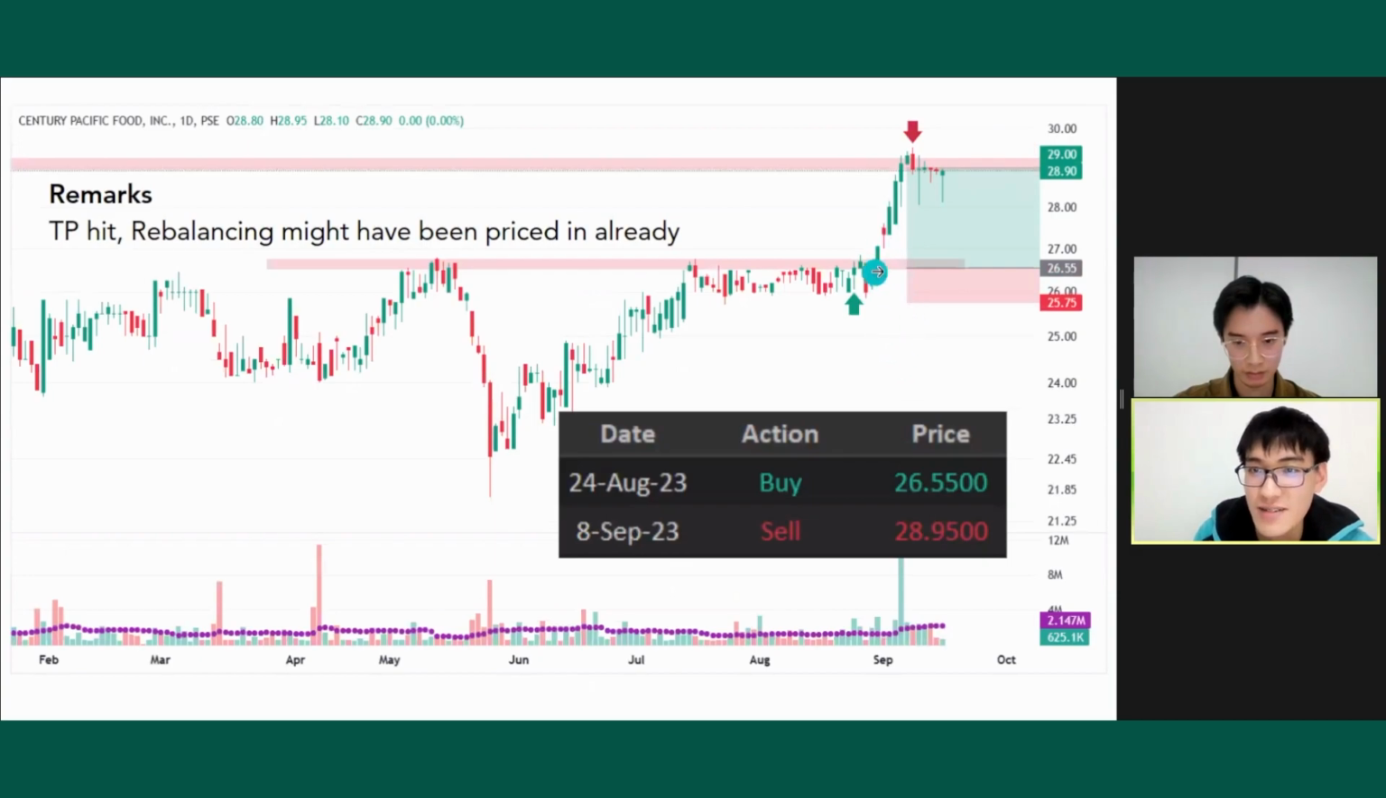So what happened was there. So I bought the breakout. Actually, I bought here pa lang eh. It was a bit earlier than here, but buti it didn't hit my stop loss here. So I bought there 26.55. Then I sold here, actually, I sold on this red candle. So it already hit my target of 29, but for me, I just held since it was above it. Then once it printed this red candle, that's when I sold there. So remarks, TP hit, target price hit, then the rebalancing might have already been priced in.